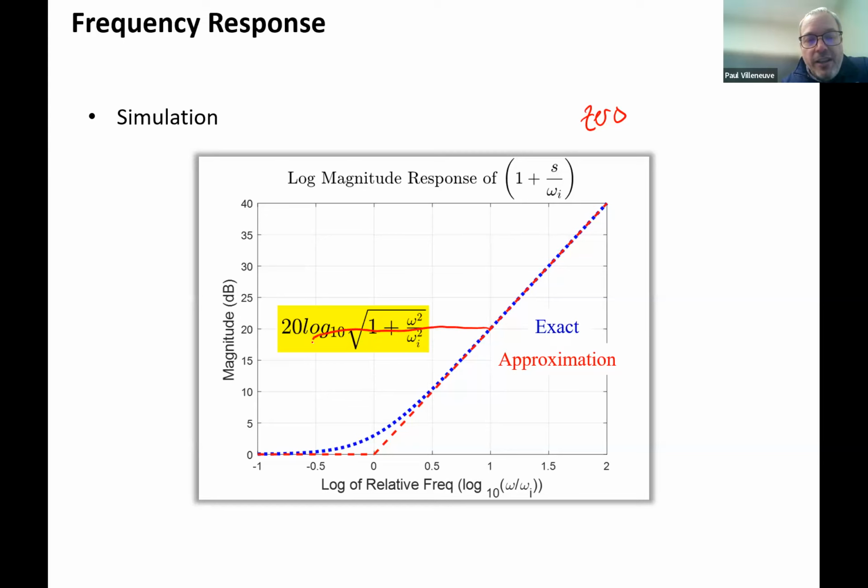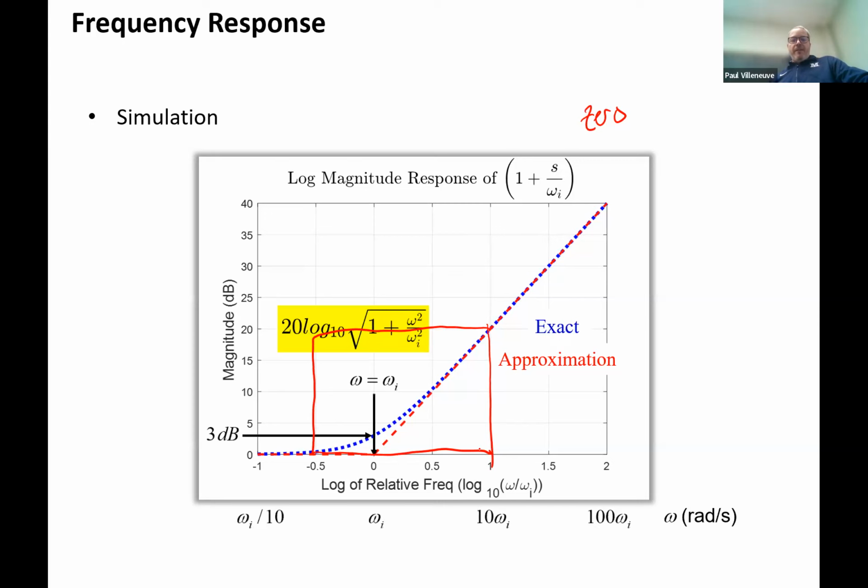Outside this region right here, our approximation is pretty darn close to the exact. Some could even argue that even when you start moving closer, it's pretty darn close. But we'll just assume as long as we stay away from those break frequencies, we're pretty good.